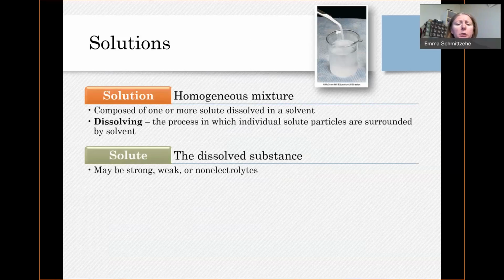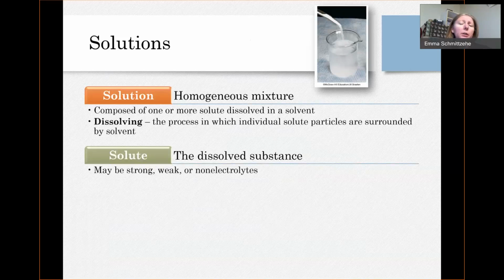And so you've got to remember the terminology: solute, that is the dissolved substance. And also you should keep in mind that the solute can be a strong electrolyte, a weak electrolyte, or a non-electrolyte. And so they behave differently.